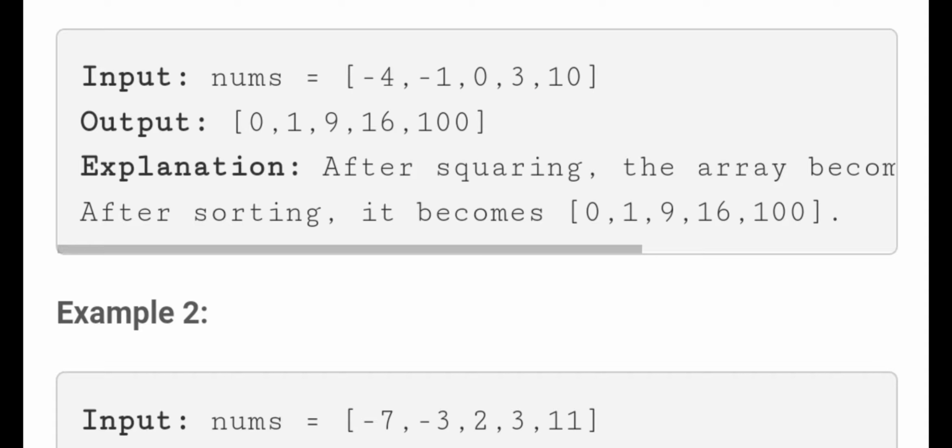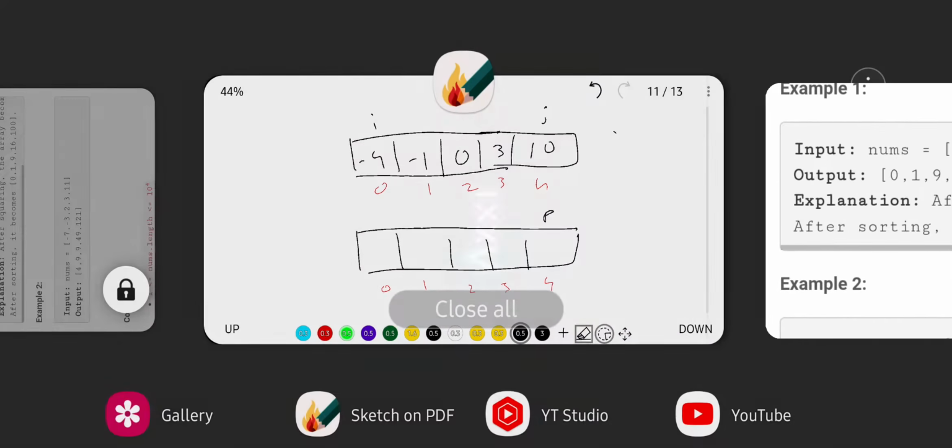So the trivial solution will be what? Square these elements using a for loop, and then sort it using any of the sorting methods. But that's not the optimal solution. What we have to do is find the optimal solution. So for the optimal solution, one approach is this one. Okay, let's discuss what the approach is.